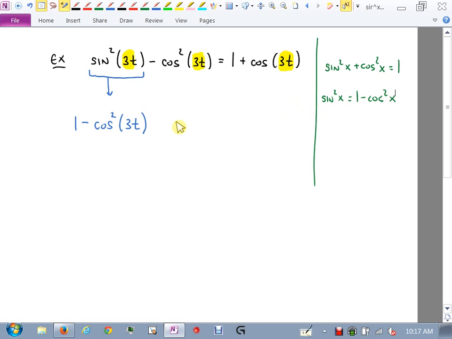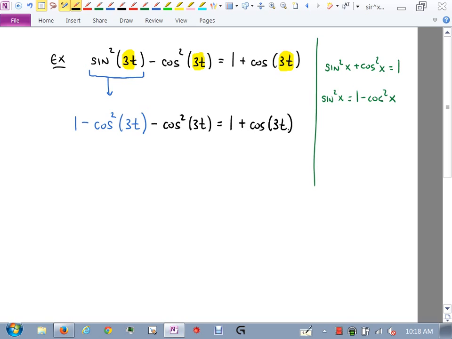So anywhere that I see a sine squared of something, I can replace it with 1 minus cosine squared of that something. Then everything else in the equation I just leave alone. Negative cosine squared 3t equals 1 plus cosine 3t. So what I've done here is I've made a conscious decision to try and turn the sines into cosines so that all my equation is just cosines, in the hopes that I can factor it. And I'm thinking factoring because of what? Why am I thinking factoring?